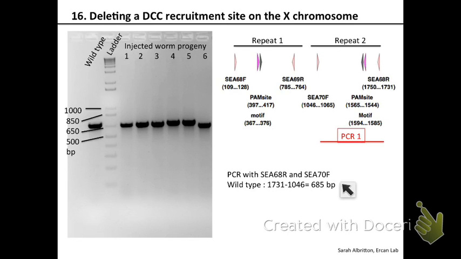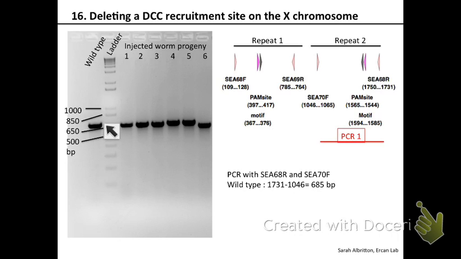So in wild type, we should see about a 685 base pair fragment. If the mutation introduced by Cas9 causes a deletion, then I would expect a smaller fragment size, right? So then if I take the progeny of C. elegans that we actually edited, and look for the size of the DNA fragments coming from the progeny, so here's the wild type.